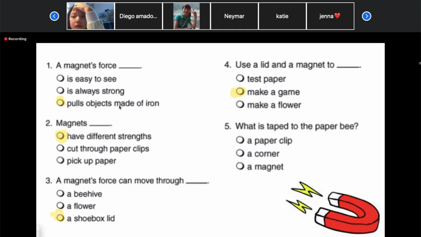Okay, so we know so far that a magnet's force can pull objects made of iron. Magnets have different strengths, so some are stronger, some are weaker. A magnet's force can move through a shoebox lid, and we're using a lid and a magnet to make a game. So let's talk about our game.